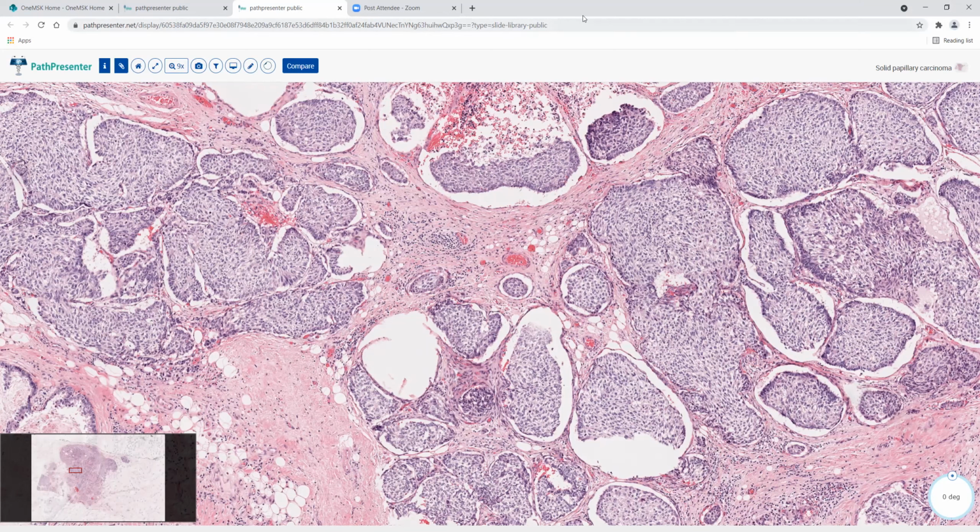I am always intrigued by the papillary lesions, and they sometimes, yes. No, these are hard. These are hard.